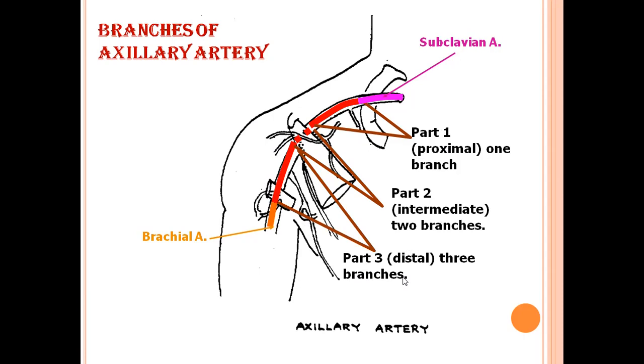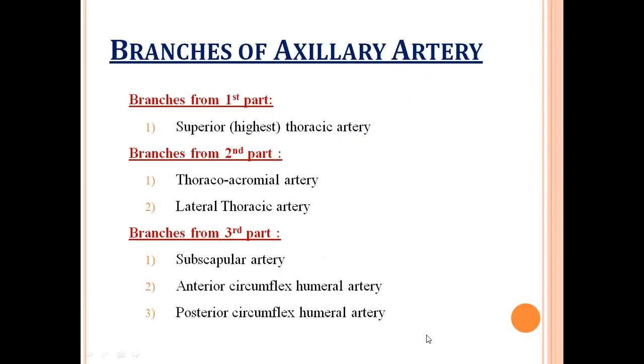We will name them now. So we know axillary artery is a continuation of which artery? Subclavian artery. And axillary artery is continuing as which artery? Brachial artery. So axillary artery is shown in red color for our easy understanding. Okay. Now let us know the names of branches. So first part we get only one artery I said, right? So the name of the branch is superior thoracic artery.